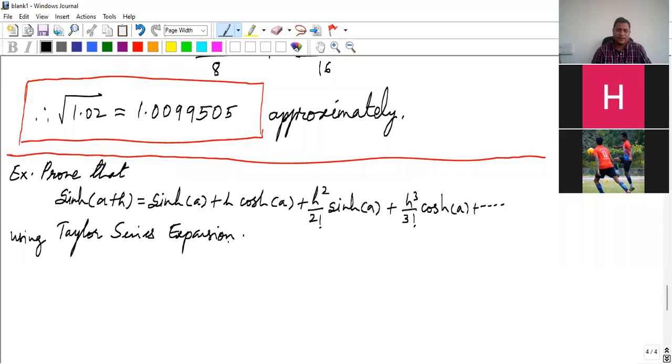So using Taylor series expansion, hence calculate the approximate value.